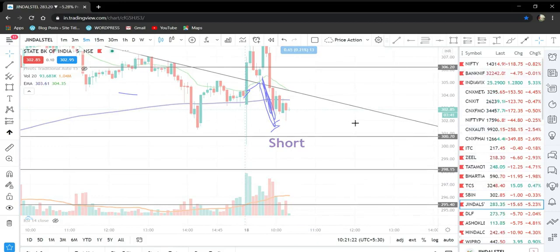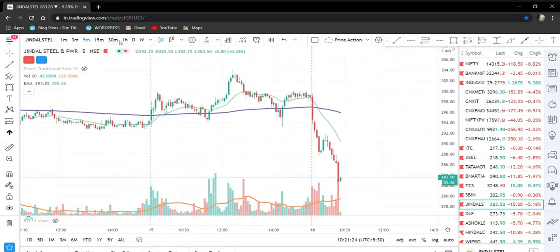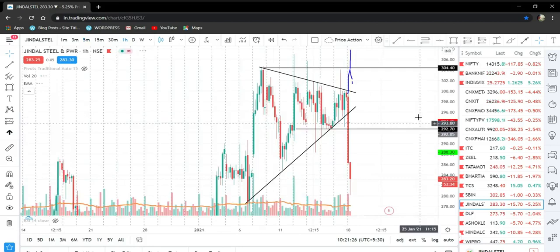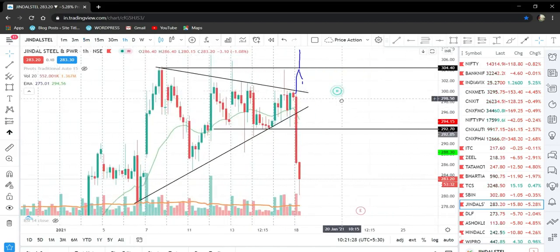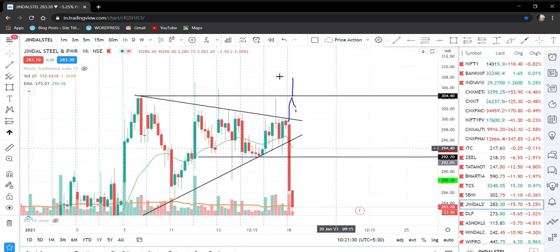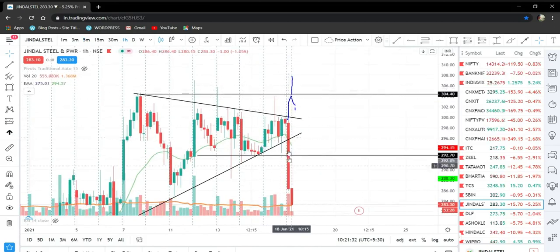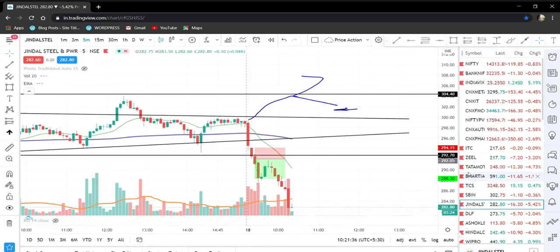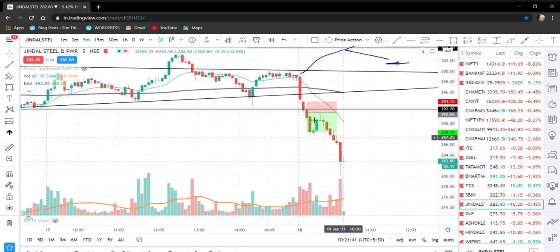The next one is Jindal Steel, and on the hourly time frame, this is what it looks like. So there was a triangle like pattern. Above this point there was a long trade, and below there was a short trade. Now I was more inclined towards the short trade because of, you know, the global market sentiments.